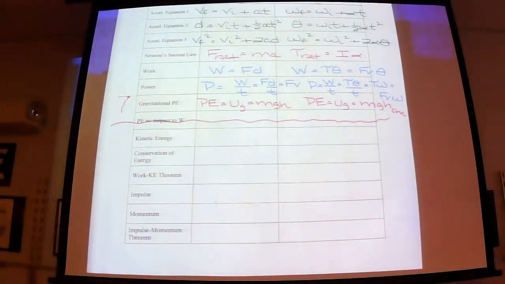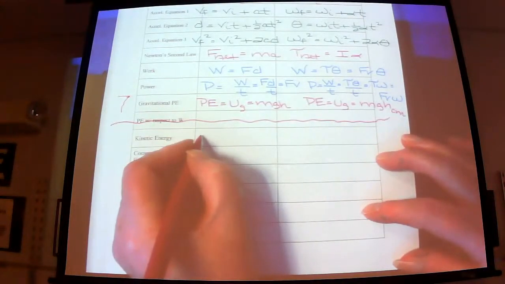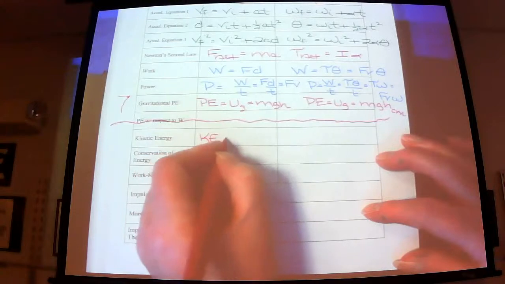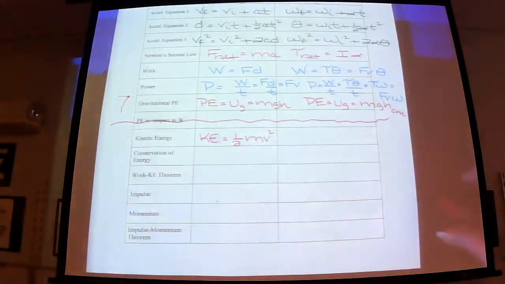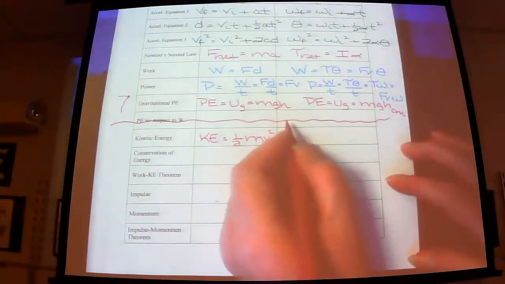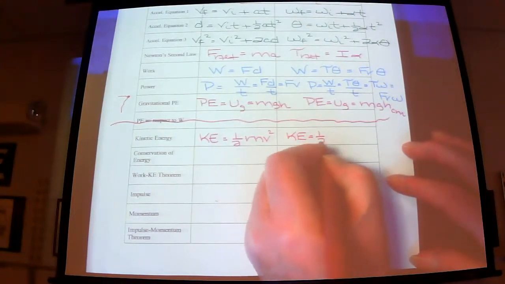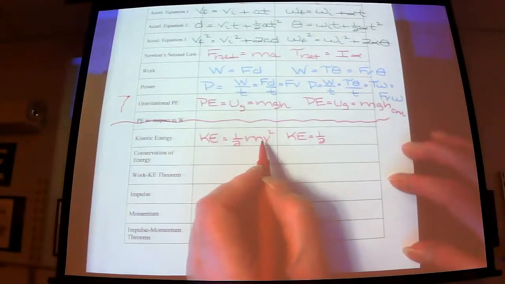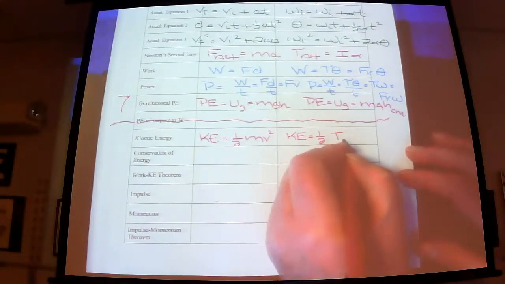All right, the next one is kinetic energy. Kinetic energy is 1/2 mv squared. So what do you think the kinetic energy for a merry-go-round is? Okay, 1/2. But we don't care about m's, we care about the distribution of mass. So that's got to be an I. What do I mean by that?